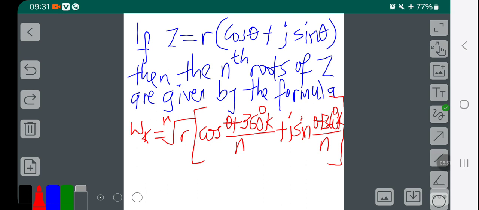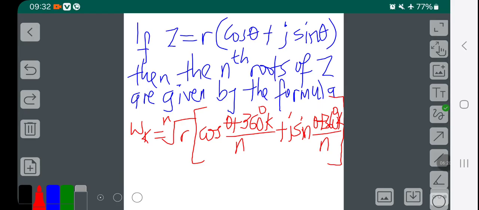So this is your formula that you need to know how to apply when you are looking for a root. It can be a square root, a cube root, or maybe a fourth root. It depends on your question. Here I'm going to explain the meaning of this formula: what is your n, what is your k. Your theta you already know.